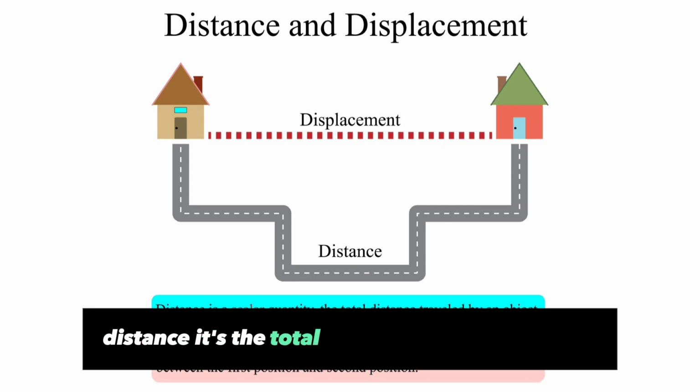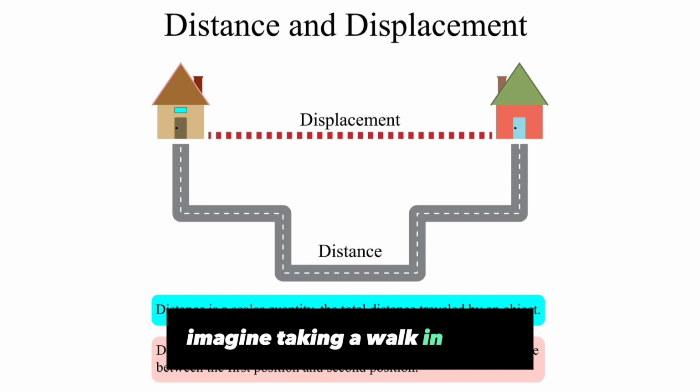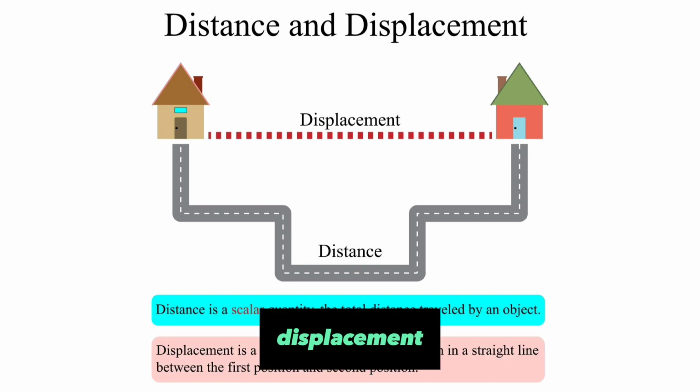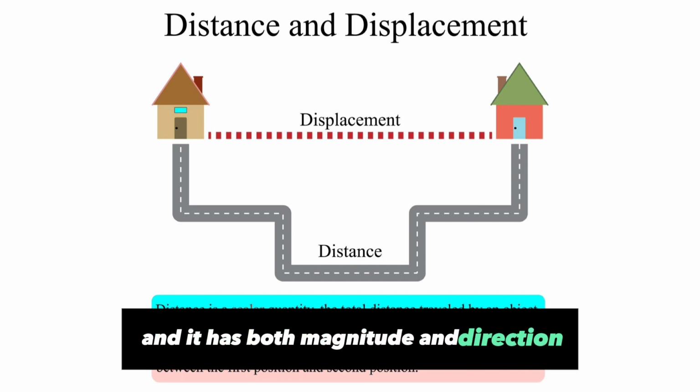Distance and displacement. Now, let's talk about distance and displacement. Distance, it's the total path traveled by an object. Imagine taking a walk in a park, the path you cover is the distance. Displacement, this is the change in position, and it has both magnitude and direction.